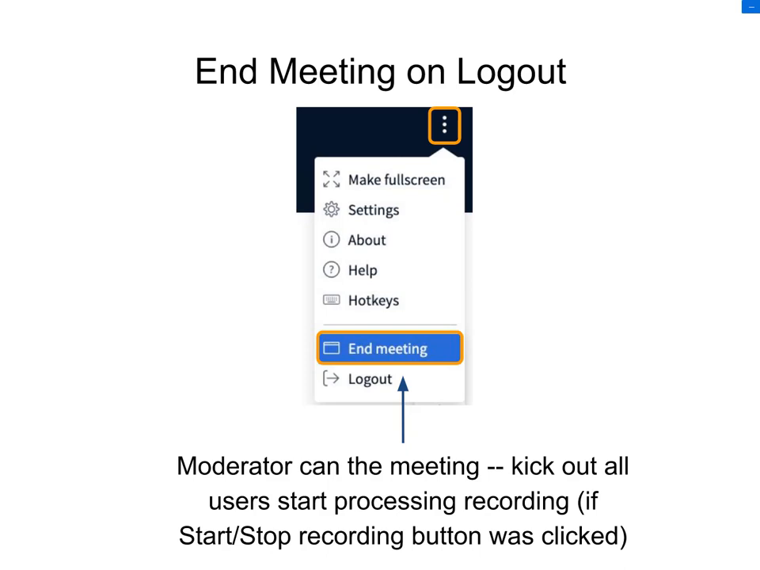The moderator can leave, but instead of just log out, they can actually end the meeting. This is really good if the class is done and you don't want students to linger. Once the moderator, the instructor, is finished, they should choose end meeting. The meeting would end, everybody would get kicked out, and the recordings would start processing, if the start, stop, record button hadn't been pressed. Very important.